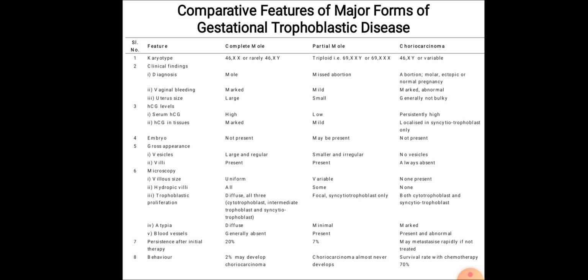Clinically, the diagnosis in complete mole will be mole, in partial mole there is missed abortion, and in choriocarcinoma abortion, molar, ectopic or normal pregnancy. Vaginal bleeding is marked in complete mole and choriocarcinoma, whereas it is mild in partial mole. Uterus size is large in complete mole, whereas it is small in partial mole and is generally not bulky in choriocarcinoma. Now let's see what about HCG levels.